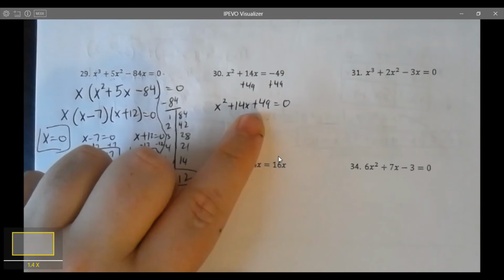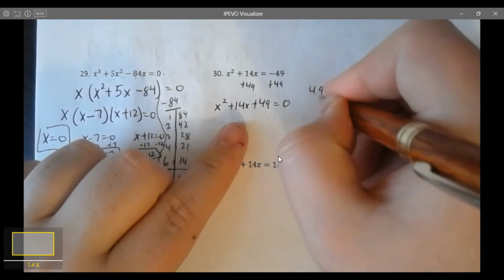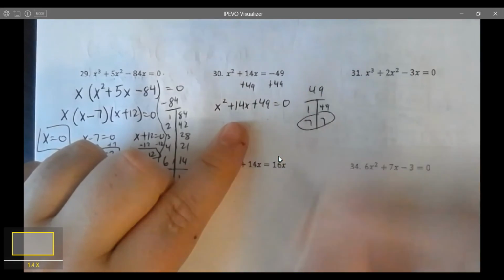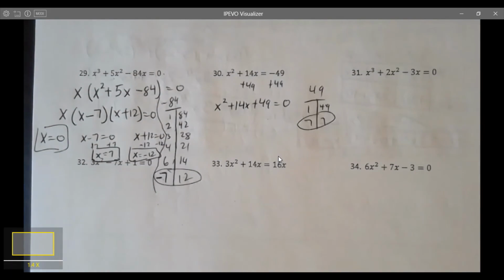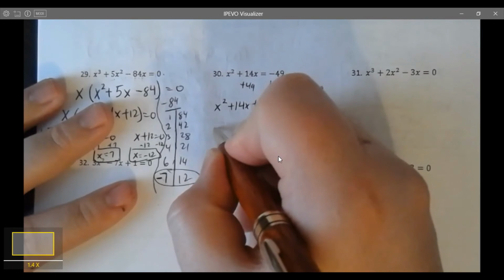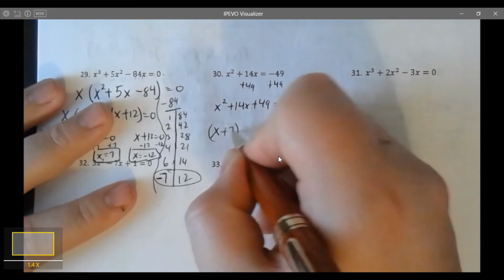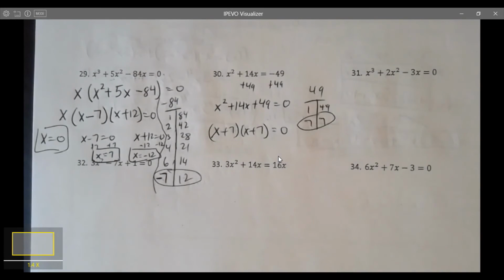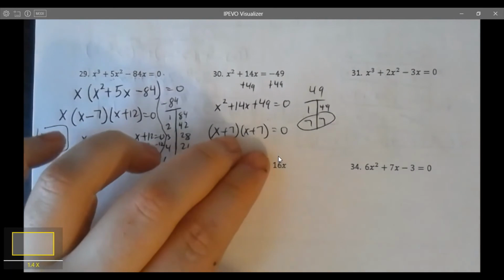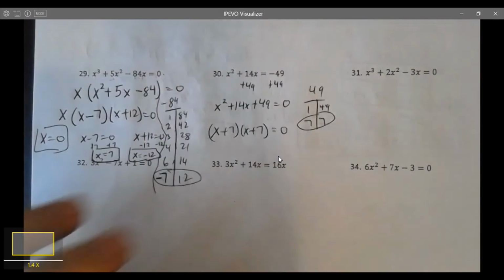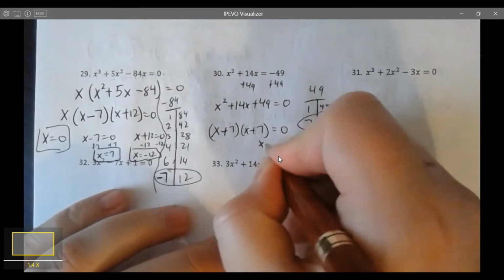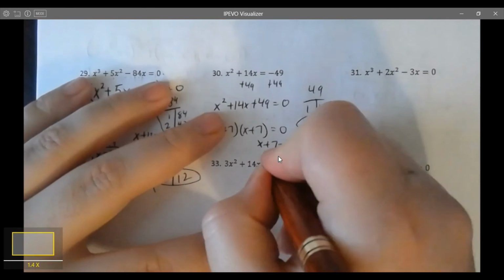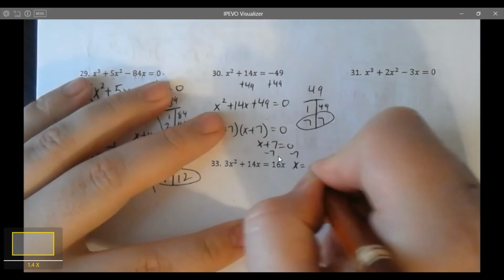And then you're finding factors of 49 that add up to 14. So 1 and 49, and 7 and 7. Obviously 7 and 7 add up to 14. So this will be x plus 7, x plus 7 equals 0. Now I only have to set one of these equal to 0, and the reason is that it appears twice. So this would just be subtract 7 from both sides. So x is negative 7.